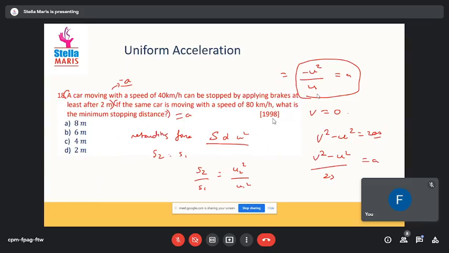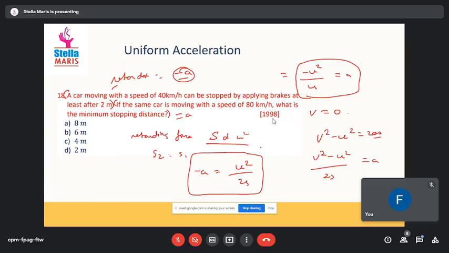Now we know that the retarding force is the same for both the cars. So what is retardation? It is negative acceleration only, no? Retardation is minus a. Here we have the acceleration, so what is the retardation? Minus a is equal to u squared by 2s. Do you understand this? Till now you understand?